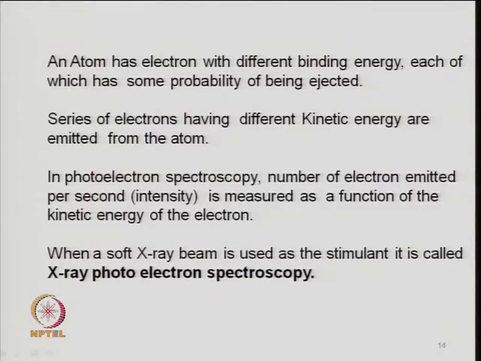Photoelectron spectroscopy, XPS, is another technique which we will talk about later. The number of electrons emitted per second is related to the intensity, right. The number of electrons emitted per second, known as intensity, is measured as a function of the kinetic energy of the electron. When a soft X-ray beam is used as the stimulant, it is known as X-ray photoelectron spectroscopy. XPS is a different instrument which relates to the kinetic energy or binding energy, and then it gives the composition of the metal throughout, right.